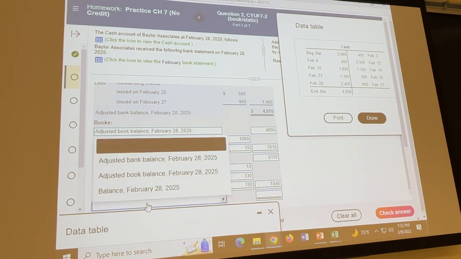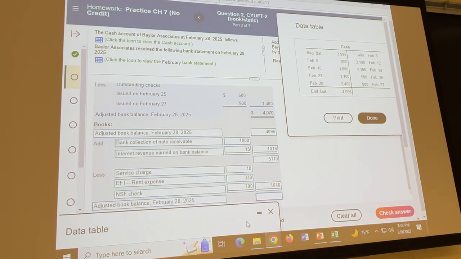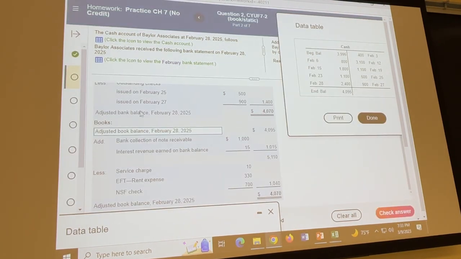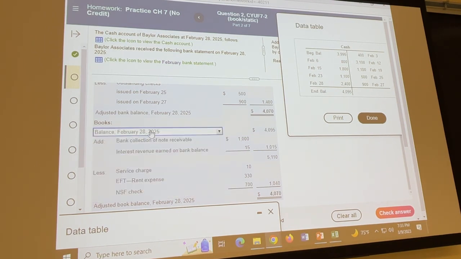And then the last line is going to say adjusted book balance. And then subtracting the 1040 from the 5110 would leave us with a figure of 4070. And that's the same adjusted balance that we had on the bank side, so that should be correct. Oh, I should have said balance, not adjusted balance up there at the top. Okay.